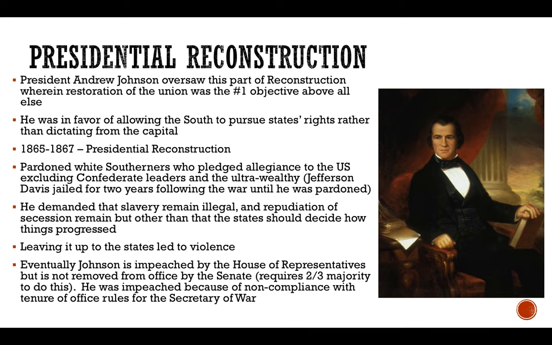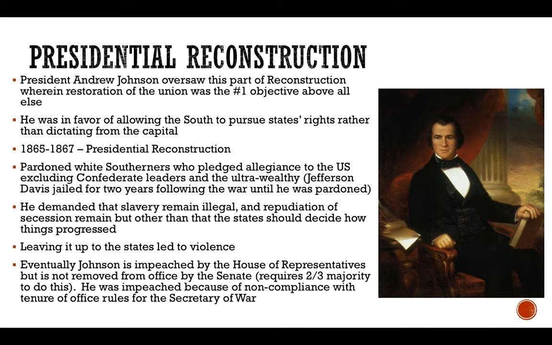Leaving it up to the states inevitably led to violence. So there were a lot of rebellions based on federal law and based on state law, and by not having specific rules against violence against African Americans, for example, many people took advantage of that following the Civil War.